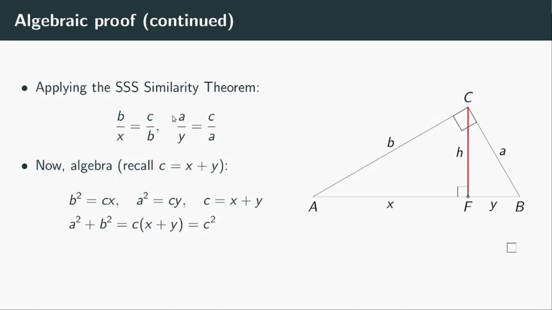We do the same deal with the triangle on the right, right? And that gives us the hypotenuse of the little triangle divided by the length of the leg adjacent to B, and that's going to be equal to the hypotenuse of my big triangle ABC divided by the length of the leg adjacent to B.